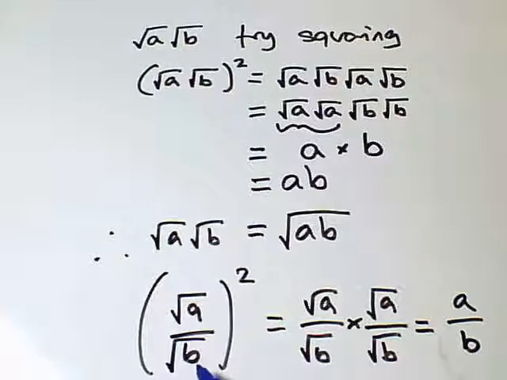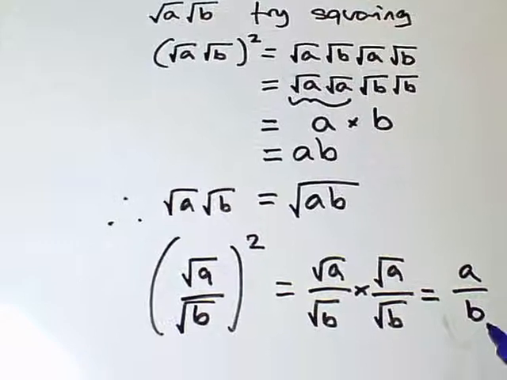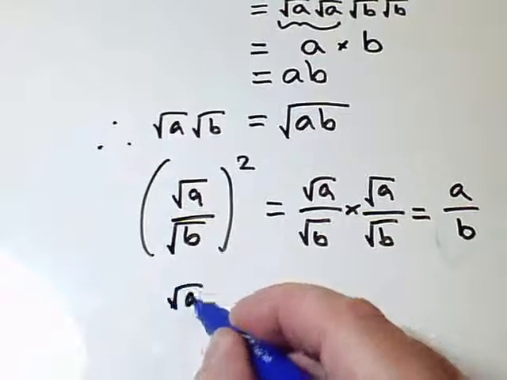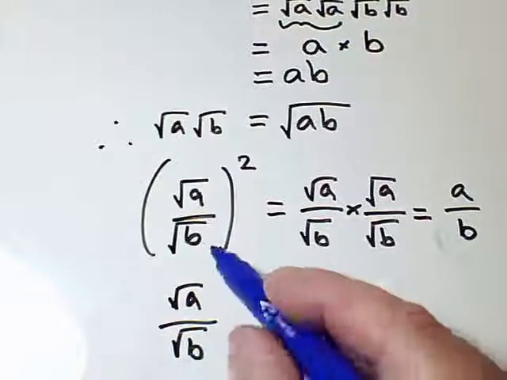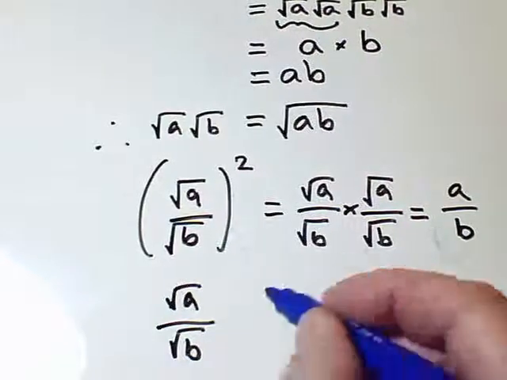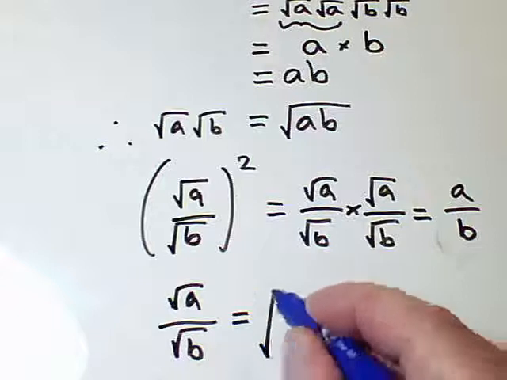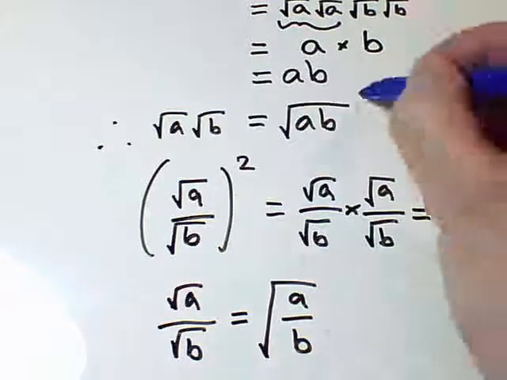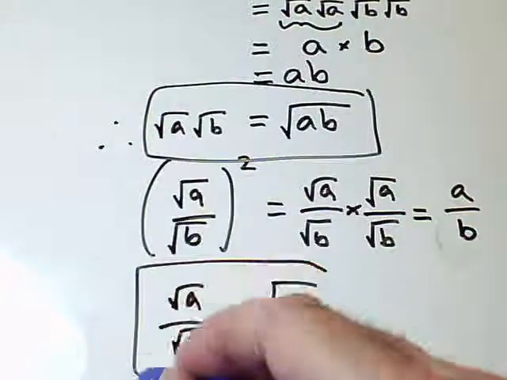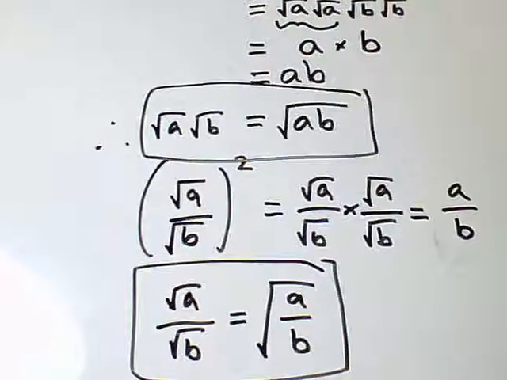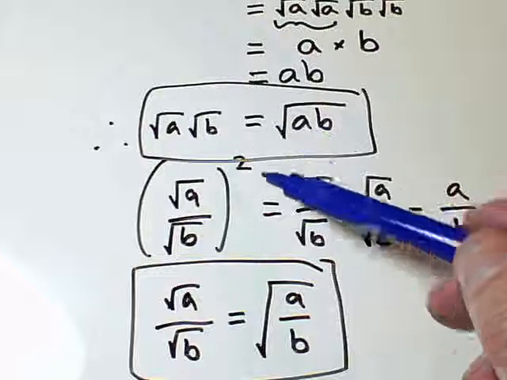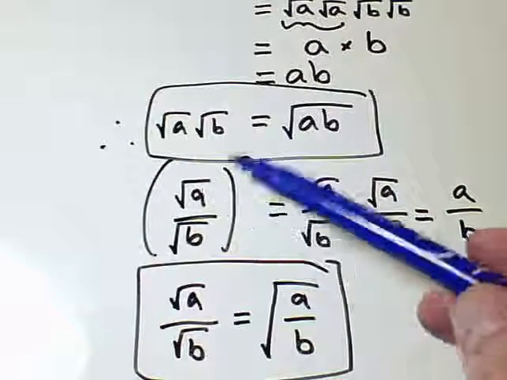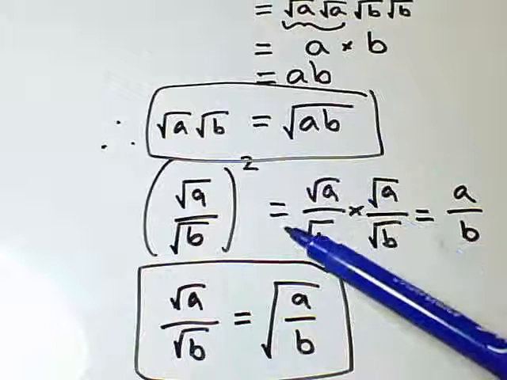So this thing here, when you square it, you get a over b. So it must be true that the square root of a over the square root of b, I've just seen it's the thing that I need to square to get the answer of a over b, so it must be the square root of a over b. So we've derived two results here which we can apply to combining square roots with multiplications and divisions. Okay, but bear in mind that not all things work that way. Remember, we tried doing similar things with additions. It doesn't work.